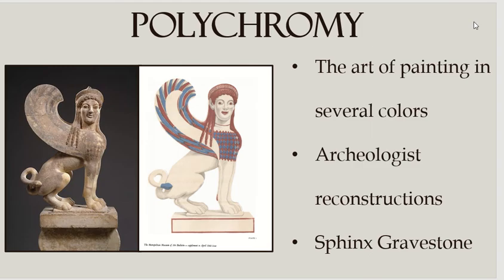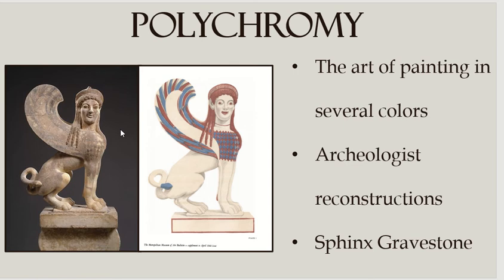Which brings us to talking about polychromy. And so polychromy is the art of painting in several colors. And a lot of people actually don't know that ancient Greek sculptures were originally painted in really bright colors. We think of them as white and kind of monochromatic, and that's because over time the original pigments have deteriorated. So some of the really well-preserved statues still show traces of their original color, and archaeologists can now reconstruct what they would have originally looked like.